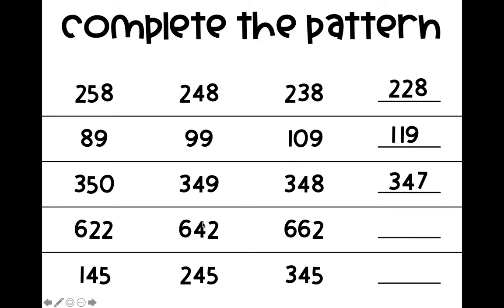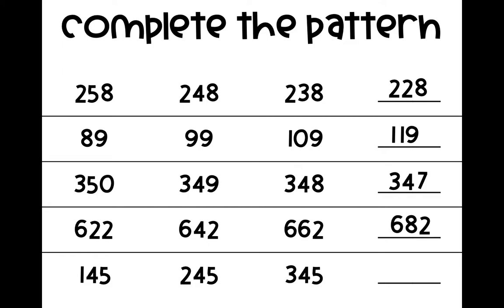622, 642, 662. This one's a little tricky. Can you guess what number would come next? It would be 682. In this pattern, our hundreds and our ones stay the same. With every new number, we still have 6 hundreds and 2 ones. Our tens place goes up by 2 each time, which means our pattern would be plus 20 or plus 2 tens. Let's look at one more pattern.